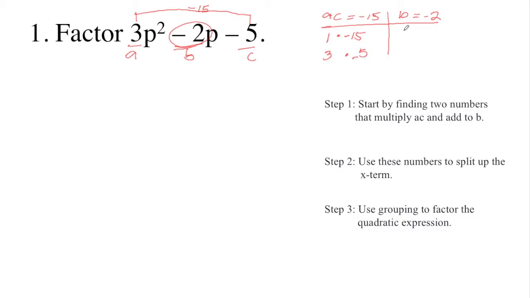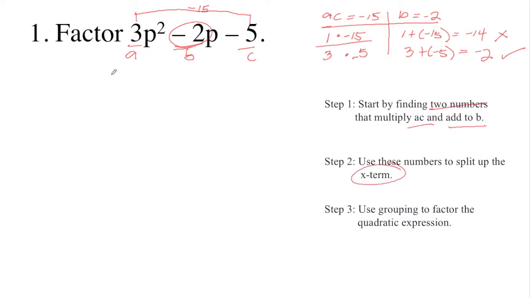So let's add 1 plus negative 15, which is negative 14. So therefore, these are not the numbers that we are looking for. How about 3 plus negative 5? This is negative 2. So therefore, the two numbers that multiply to AC and add to b are 3 and negative 5. Then let's use those numbers to split the x term.